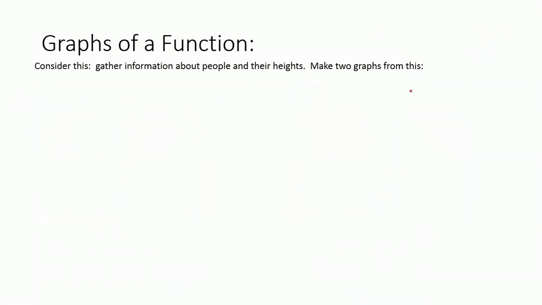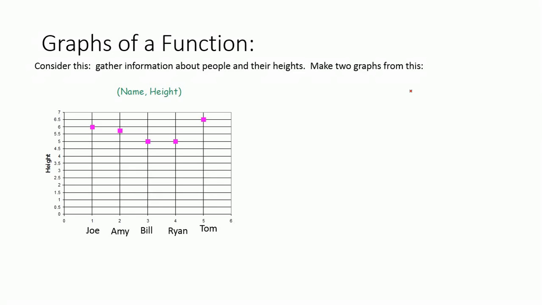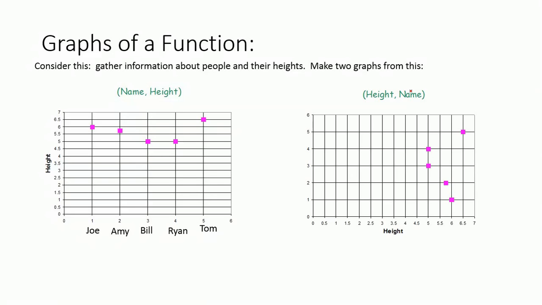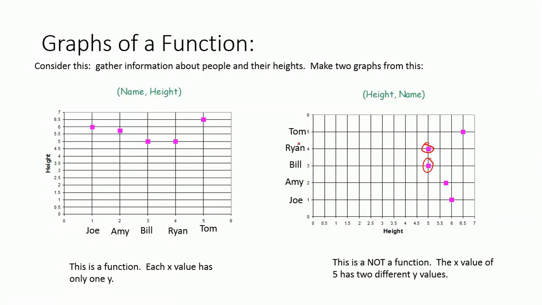Now, this can also go further into graphs. So consider this. I have this gathering information about people and their heights. I want to make 2 graphs from this. So I have their names on the bottom, their height going up, and I get this wonderful graph here. Notice, though, each x value is only repeated once, right? So that is a function. Each x value only has one y value. Now, if you look here, though, 5 has 2 y values, right? Because one's for Bill and one's for Ryan. That's not a function. Each x value of 5 has 2 different y values. That can't happen.